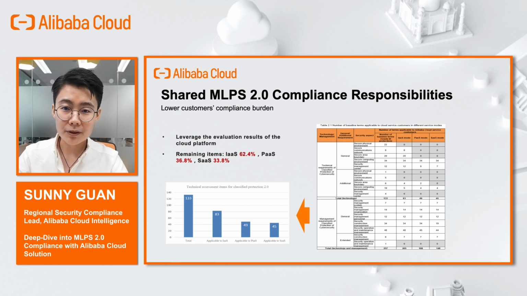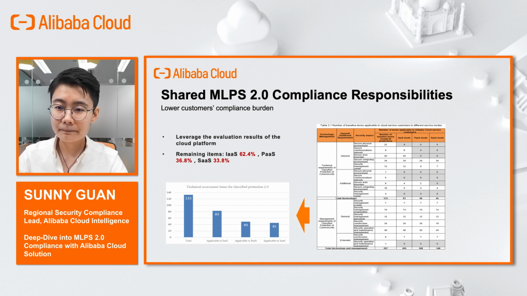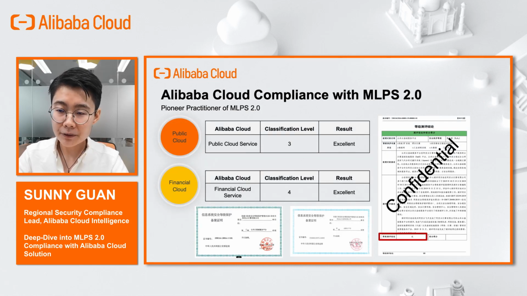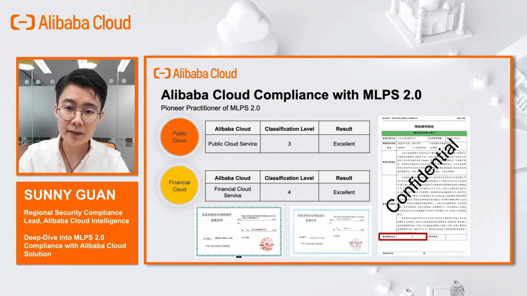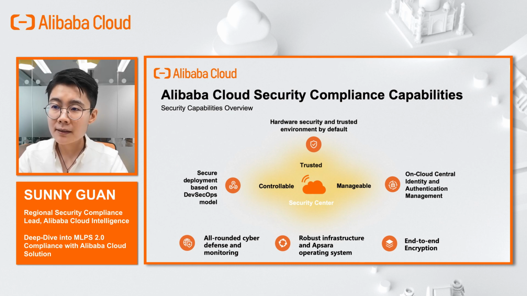And then let me briefly introduce how Alibaba Cloud security capabilities and our own compliance can help you and be used as a base. Alibaba Cloud, as a pioneer in MLPS compliance, we are the first cloud service provider to get an excellent MLPS evaluation result for both our public cloud and financial cloud, which are classified at level 3 and level 4 respectively. Under the shared security compliance model, on top of Alibaba Cloud's own compliance, our customers can also leverage the security capabilities of the cloud platform to fulfill your own security compliance requirements.